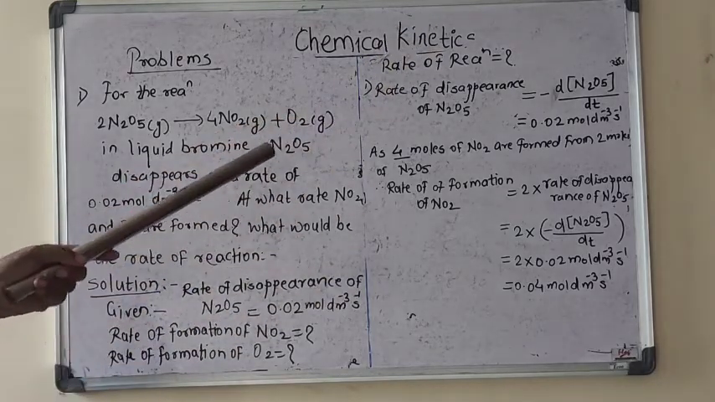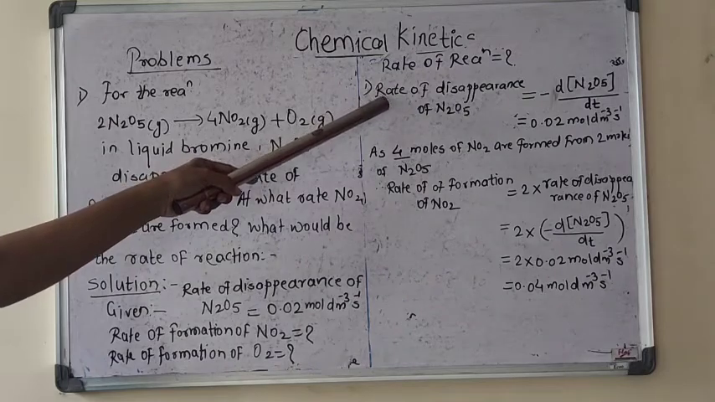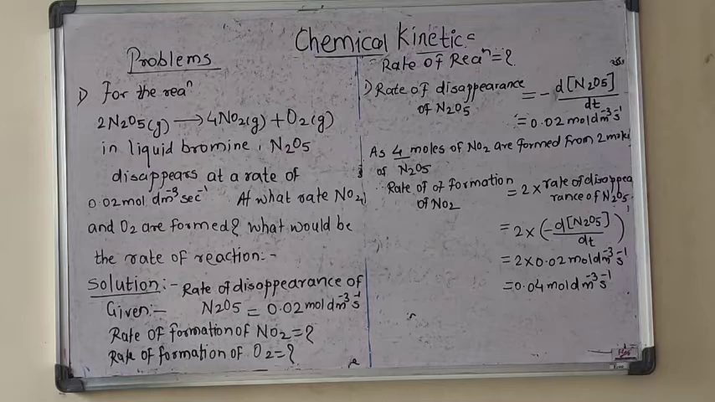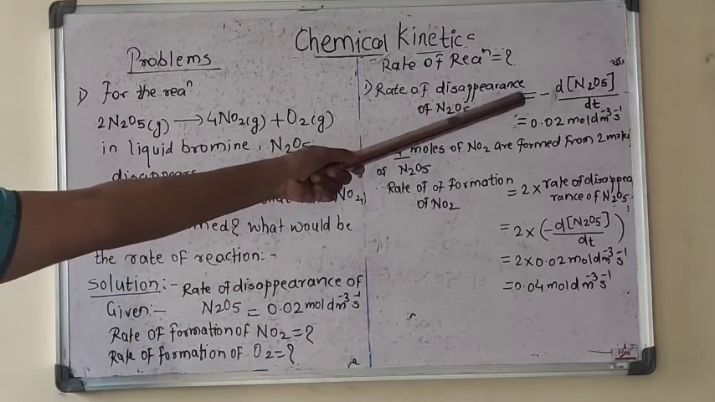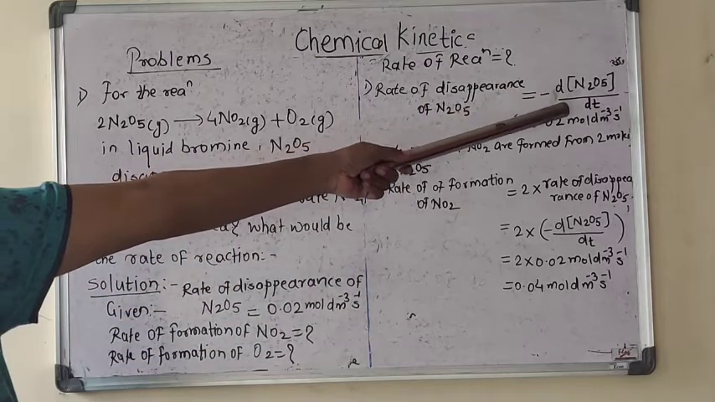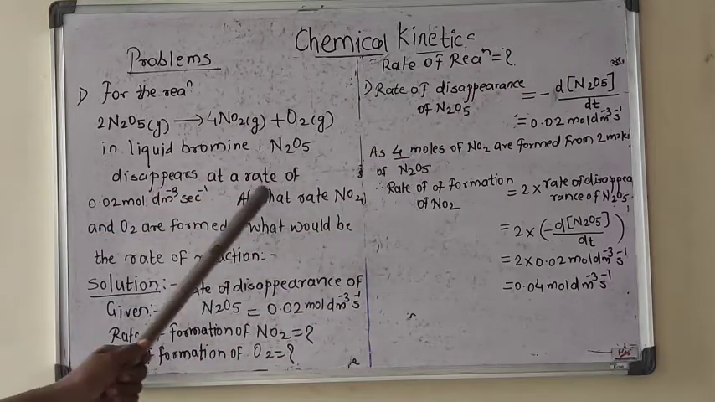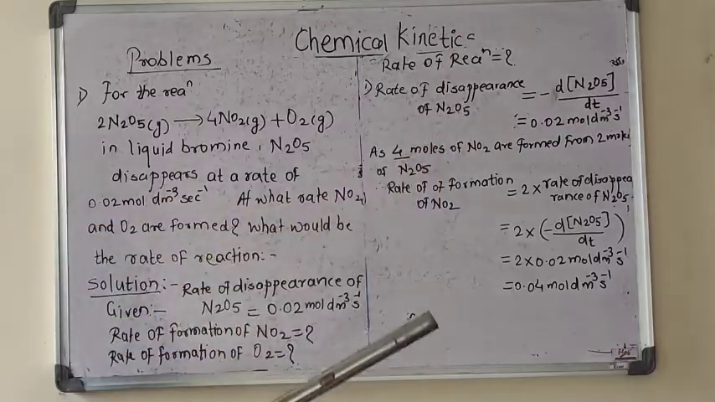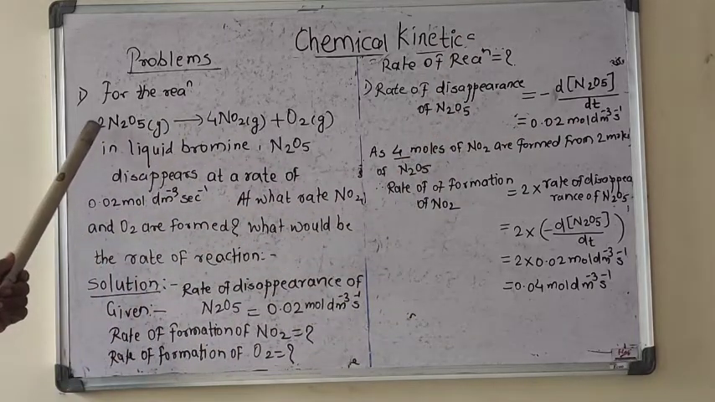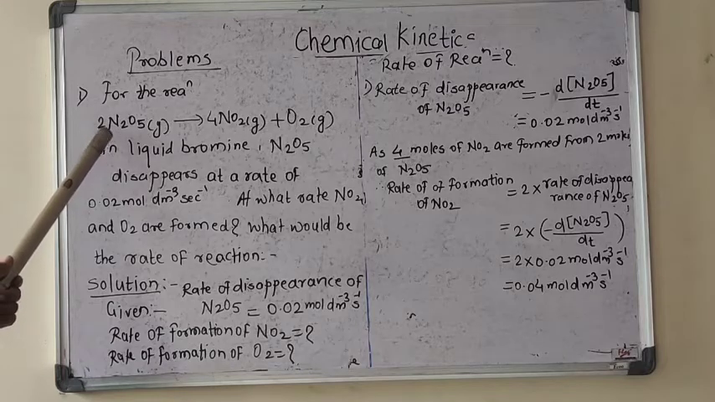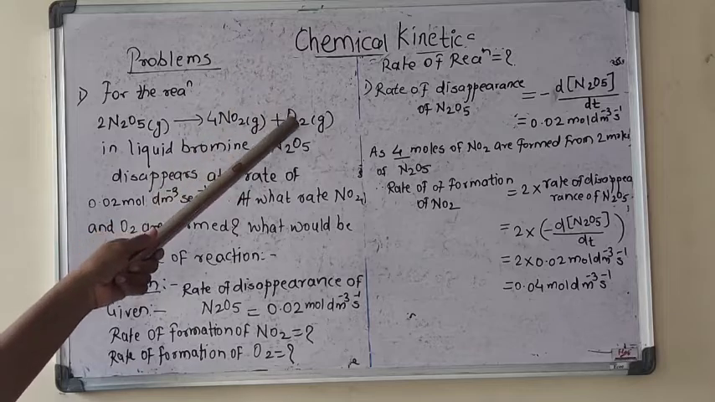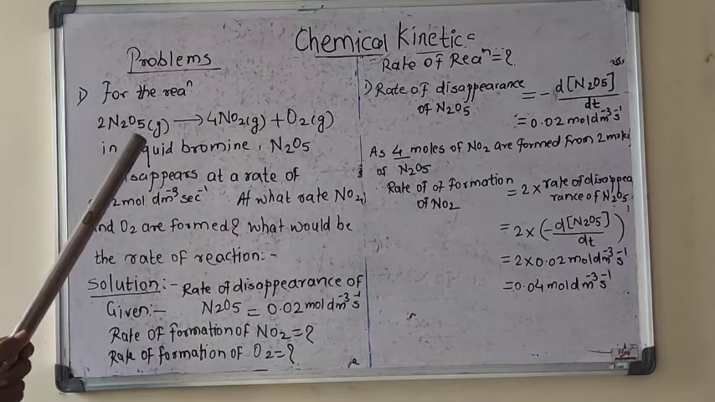So let's start. The given value is the rate of disappearance of N2O5. The disappearance rate of N2O5 is written as minus d of the molar concentration of N2O5 upon dt, which is given, that is 0.02 mole per dm cube per second. Now when we look at the reaction, 2 moles of N2O5 when consumed form 4 moles of NO2 and 1 mole of O2.